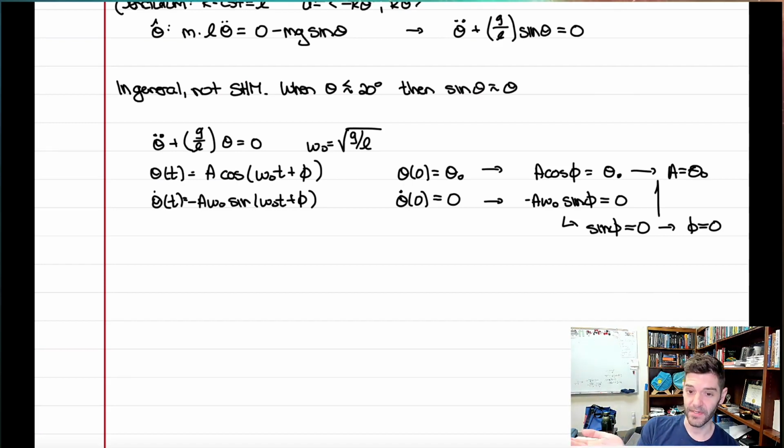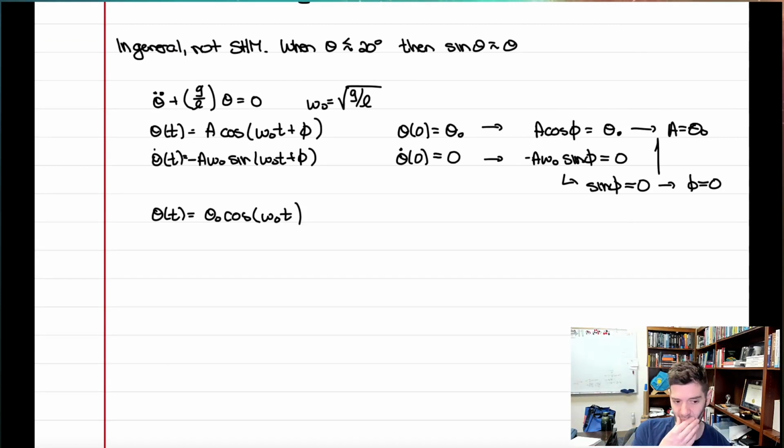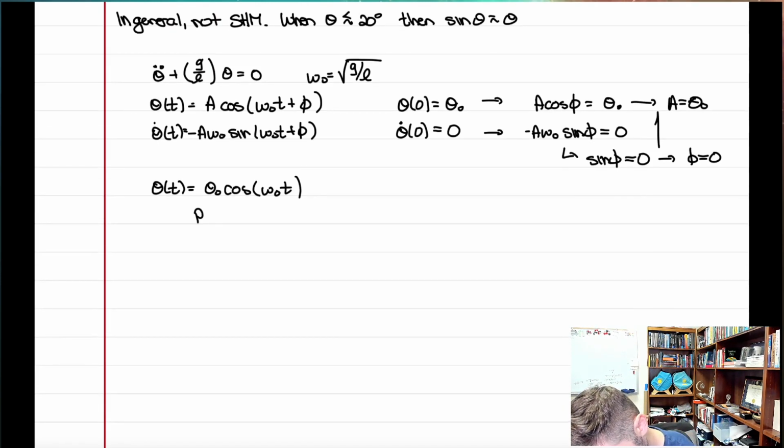Note the amplitude is not a position, right? In this case, since we're solving for theta as a function of time, the amplitude itself has units of radians. It looks like theta as a function of time is theta naught cosine of omega naught t. So it is simple harmonic motion. It's oscillatory, but more specifically, it's simple harmonic motion in this case. It has a period of 2 pi divided by omega naught, which is 2 pi root L over g.